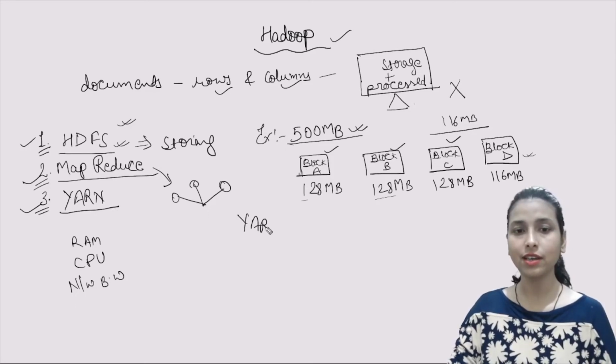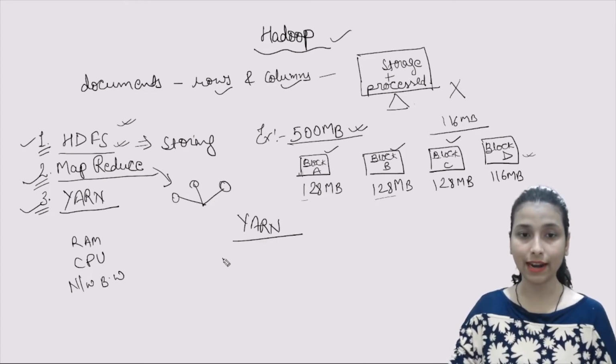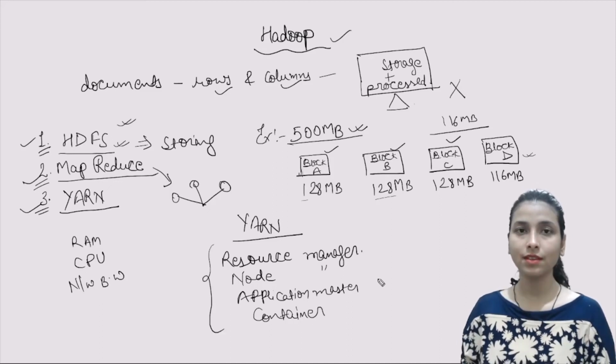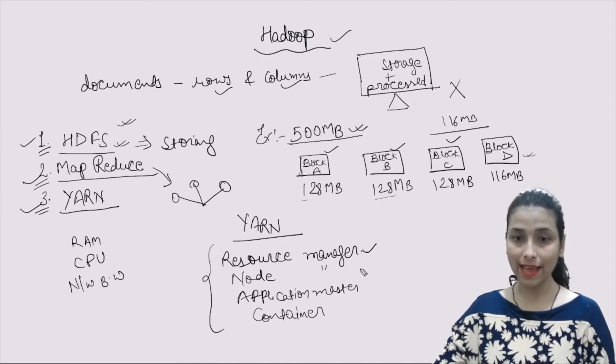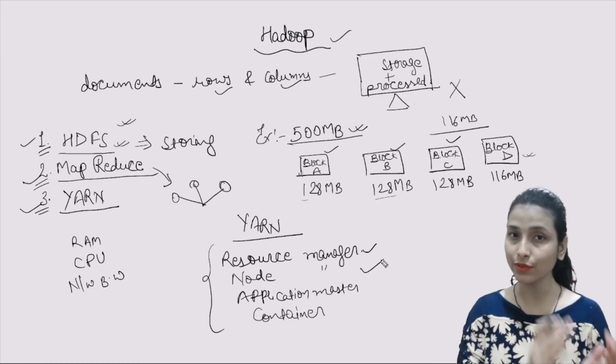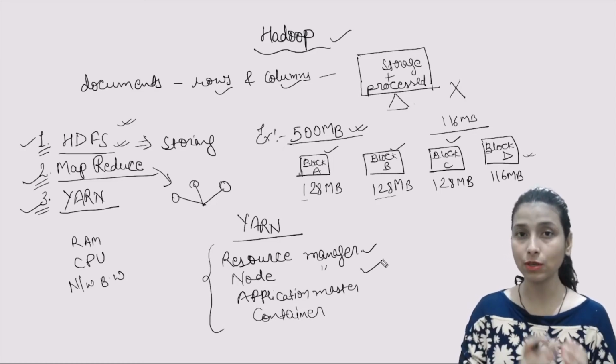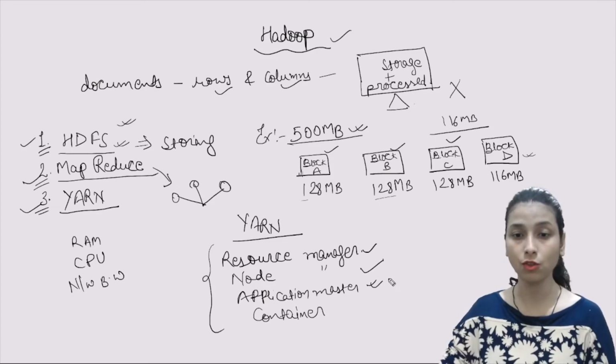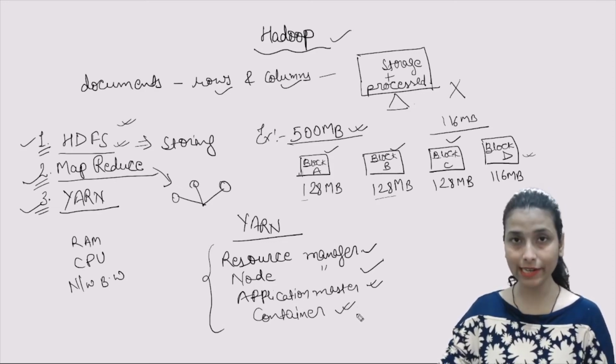YARN actually consists of four components. Let's understand that. The first one is the resource manager. The second one is the node manager. The third one is the application master. And the last one is the container. So these are the four components of YARN. The resource manager assigns the resources. The node manager handles the node and monitors the usage of resources, that is how many resources are used by which cluster. After that, the application master is for requesting the resources from the node manager. And at last, the container contains the resources.